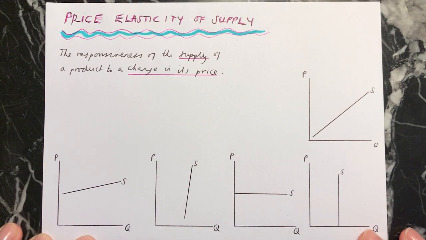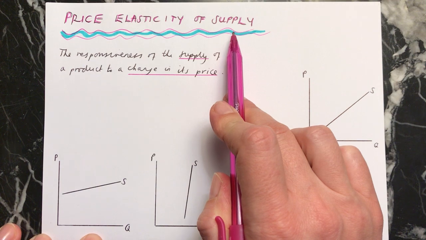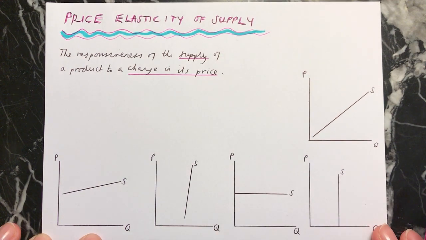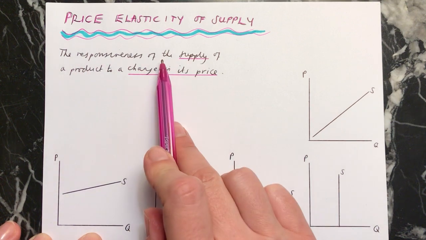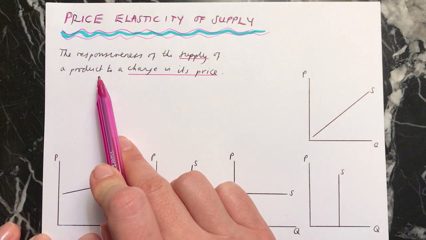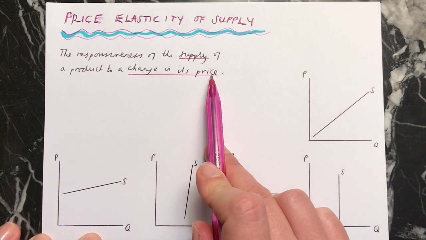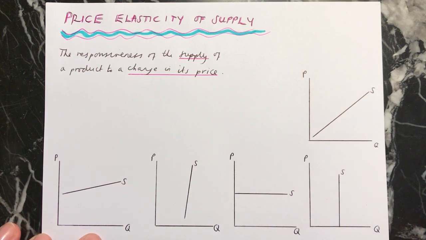Hi everybody, in this video we're going to be looking at price elasticity of supply. So this is the next elasticity, and the definition of this is the responsiveness of the supply of a product to a change in its price. So how much more will be supplied when the price of the product goes up, for example?